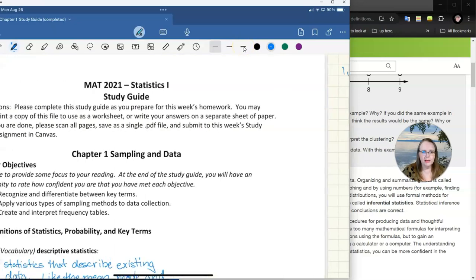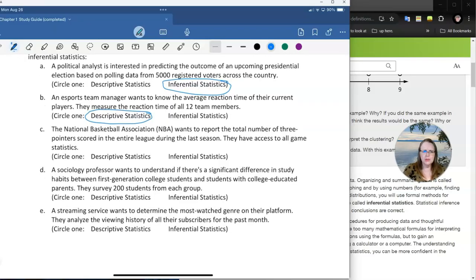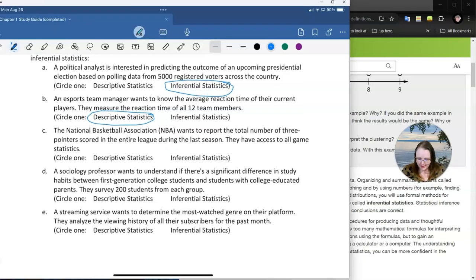Okay, so let's go back and we'll do one more of these, but I'll let you do the others on your own. So the National Basketball Association wants to report the total number of three-pointers scored in the entire league during the last season. They have access to all of the statistics. So if you want to describe the number of three-pointers and you know how many points were scored, that's descriptive, right? They're not trying to predict how many three-pointers will be scored next season based on the scores from the past 5 seasons. That would be inferential.